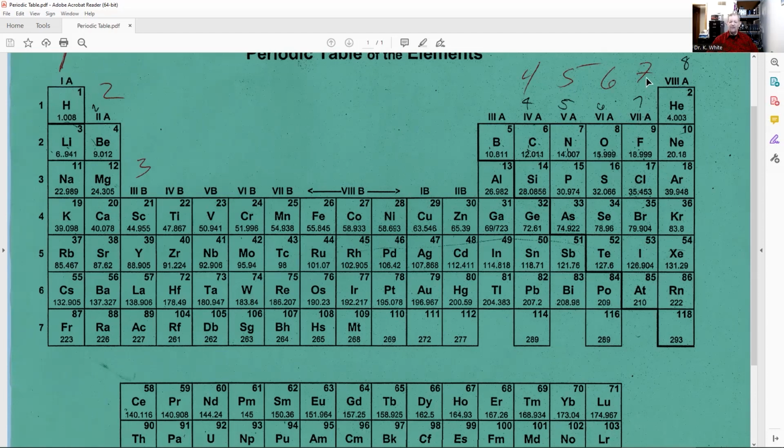Going over to the column with the number 7 above it, those are the halogens: fluorine, chlorine, bromine, iodine. And the last column with the number 8 above it are the noble gases. They used to be called inert gases till somebody very creative, a chemist, found a way to make them react and won the Nobel Prize for that.